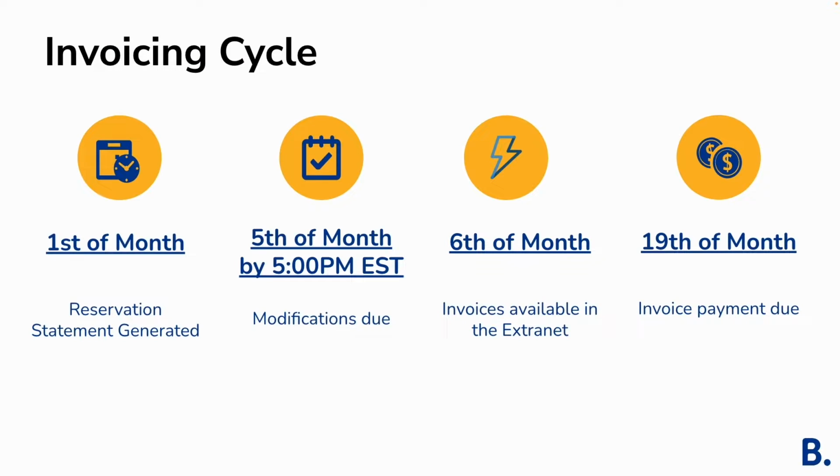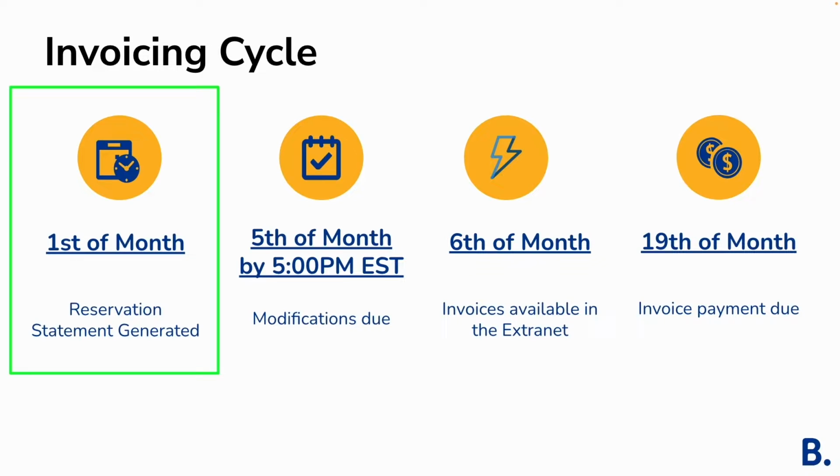The first of the month, your reservation statement will be generated. You've got to have all your modifications done by the 5th of the month. Then on the 6th, invoices will be available in the extranet, and all of your payments for those invoices will be due by the 19th. So let's start with the first of the month and that reservation statement that gets generated.